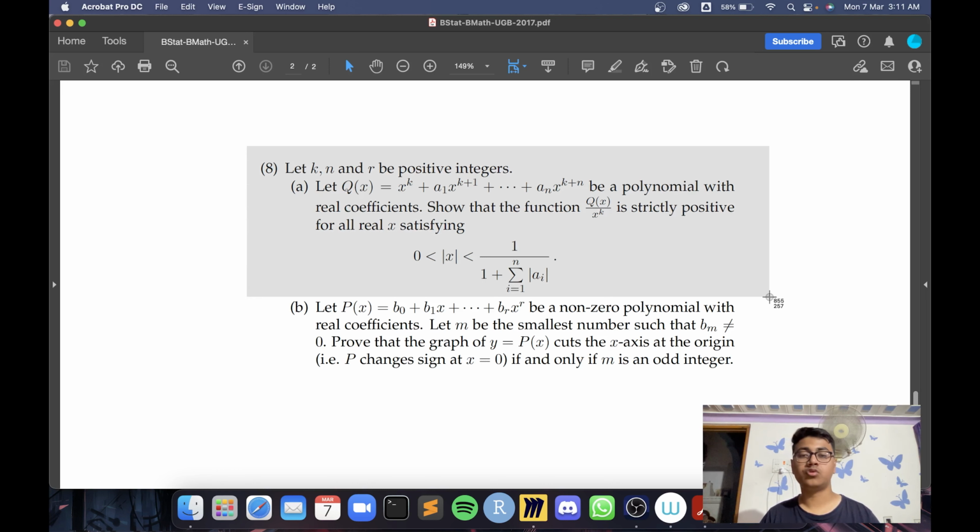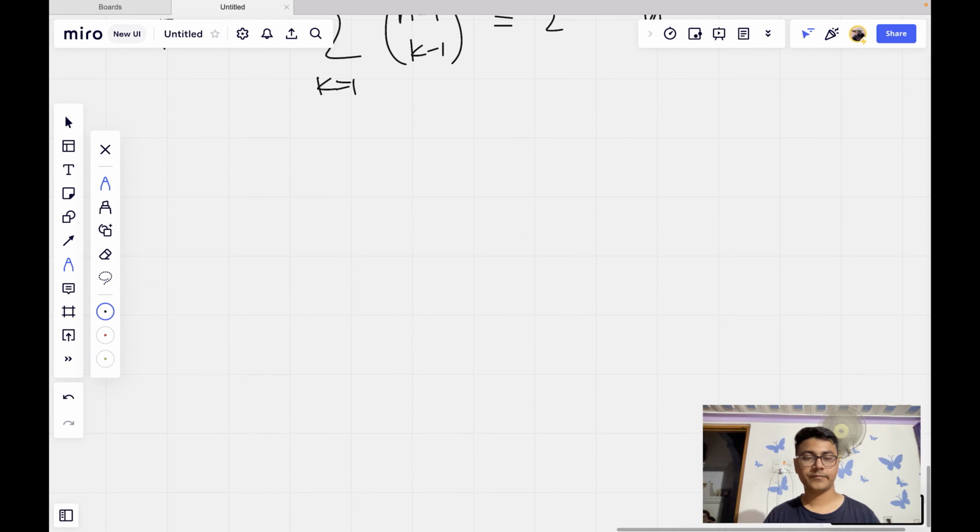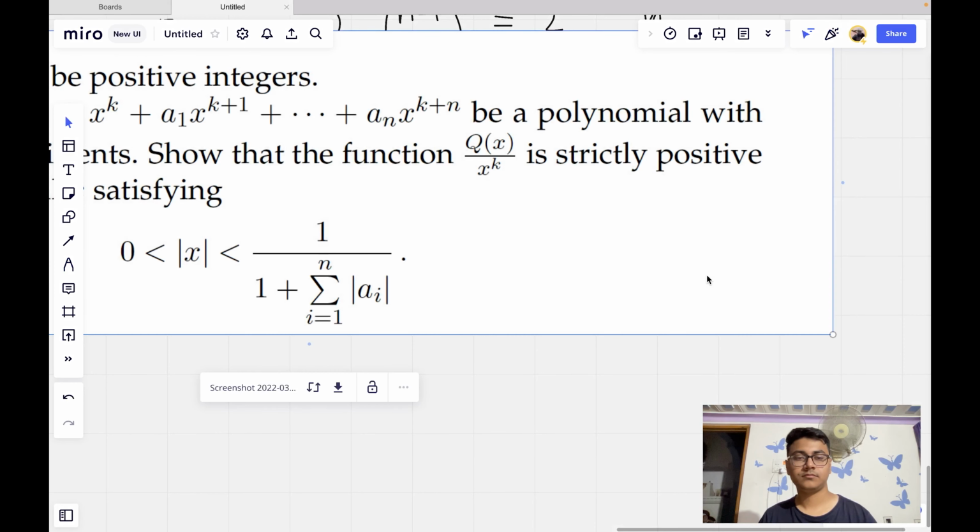I will cut question number 8 in two parts because the question is big. This is question number 8, and we are on to the last question of the paper. We have positive integers k, n, and r, and we have the polynomial q of x as given with real coefficients. We have to show that q of x over x to the power k is strictly positive for all real x satisfying a constraint.